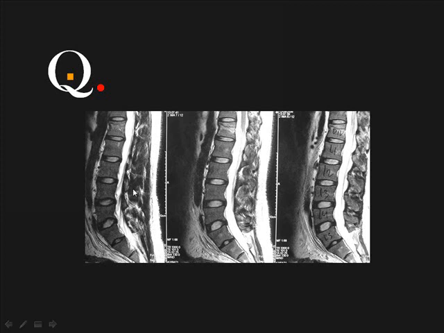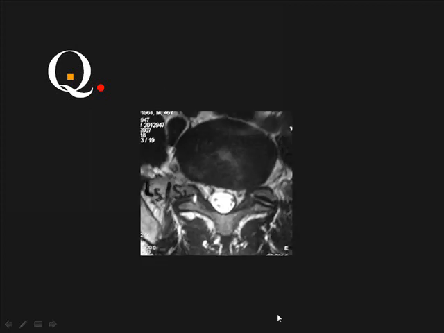Then, what do you think about these images? Yes, these are the sagittal images in the lumbar spine, and the T2 weighted image. The CSF is bright, and the intervertebral discs are also bright. Then, what do you call this image? Okay. This is T2 because the CSF inside the thecal sac is bright, and this is an axial T2 weighted image.